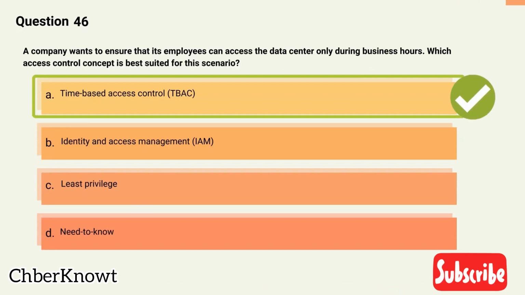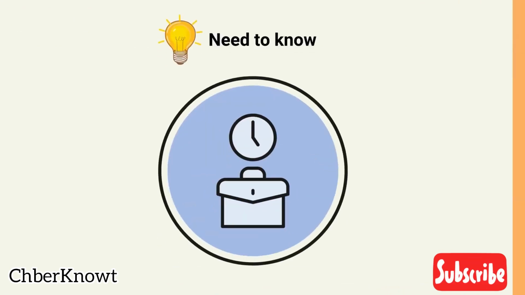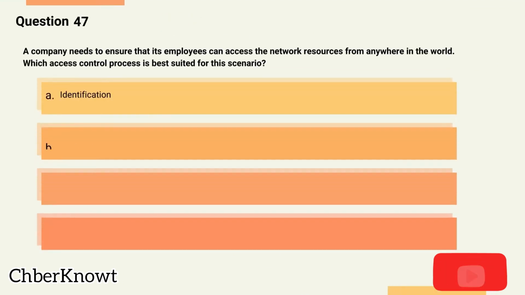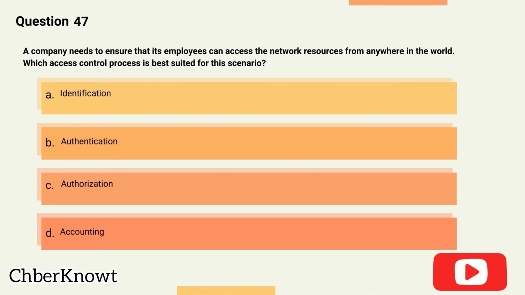Time-based access control, TBSC. Explanation. Time-based access control, TBSC, is best suited for this scenario. TBSC restricts access to resources based on the time of day, limiting access to the data center to business hours. Question 47. A company needs to ensure that its employees can access the network resources from anywhere in the world. Which access control process is best suited for this scenario?